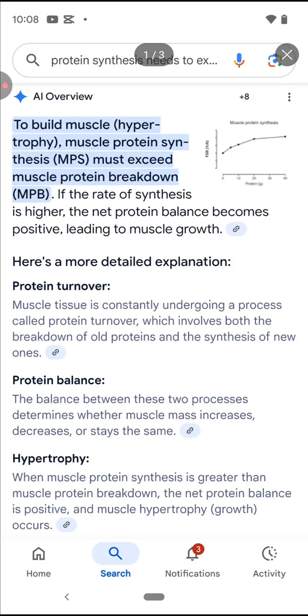So when people say the fastest way to build muscle, like Jason Blaha and all these other influencers, you want to know how to build muscle fast? It's really simple. This is how muscle is built. To build muscle hypertrophy, muscle protein synthesis, MPS, must exceed muscle protein breakdown. That is how muscle is built, okay? If the rate of synthesis is higher, the net protein balance becomes positive, leading to what?